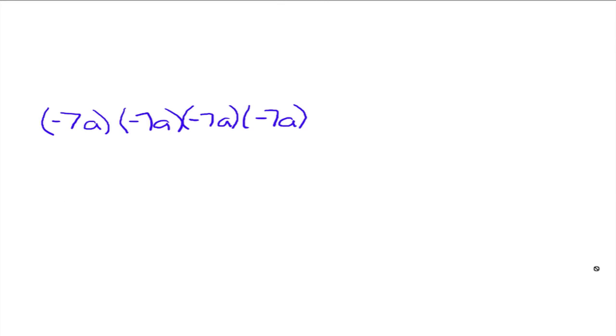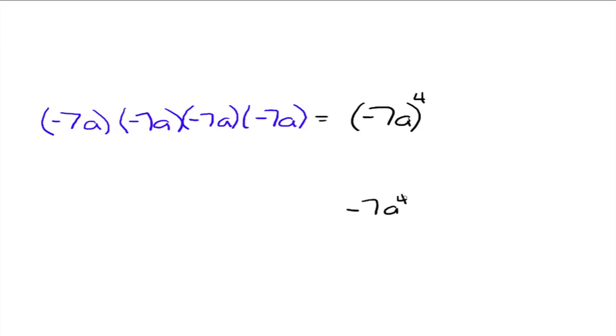All right, so now let's go backwards. Let's say we've got negative 7a times negative 7a times negative 7a times negative 7a. Another way we could rewrite that: negative 7a, and how many times was it being multiplied together? 4. So negative 7a all raised to the fourth power. Note, it is very important that you have the parentheses around the negative 7a, because that's what's being multiplied 4 times together. If you do not put the parentheses in, then it looks like this.